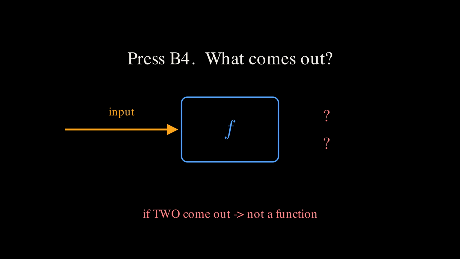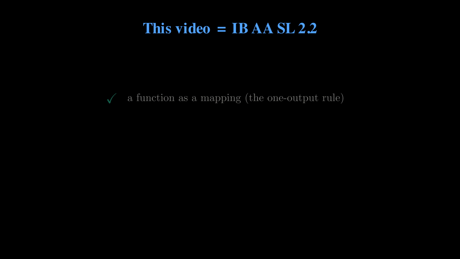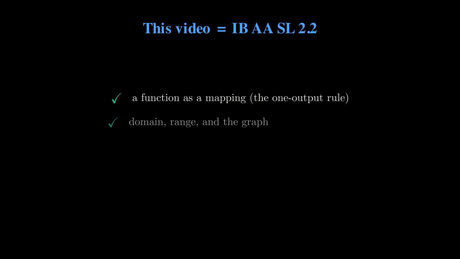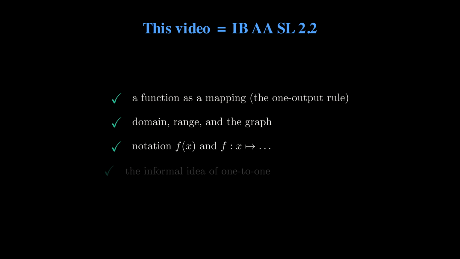By the end of this, you'll be able to spot the difference at a glance and read a function's domain and range straight off a graph. Here's exactly what this covers, straight from your syllabus. IB analysis and approaches. Standard level 2.2. A function as a mapping. The one output rule. Domain, range, and the graph. The notation f of x and f maps x to something. And the informal idea of a one-to-one function.